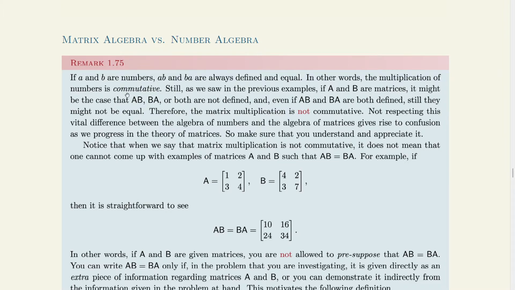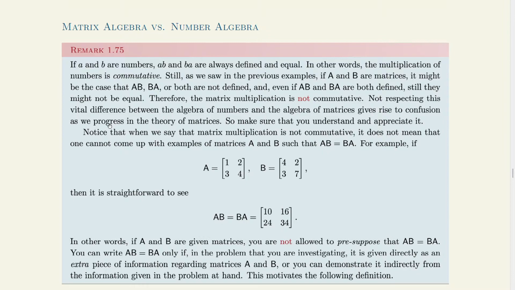The first thing we learned is that we lost commutativity. If A and B are numbers, A times B and B times A are always defined and equal. In other words, the multiplication of numbers is commutative. Still, as we saw in the previous examples, if A and B are matrices, it might be the case that AB and BA are not both defined. And even if AB and BA are both defined, they might not be equal. This is the content we learned before. Therefore, matrix multiplication is not commutative.